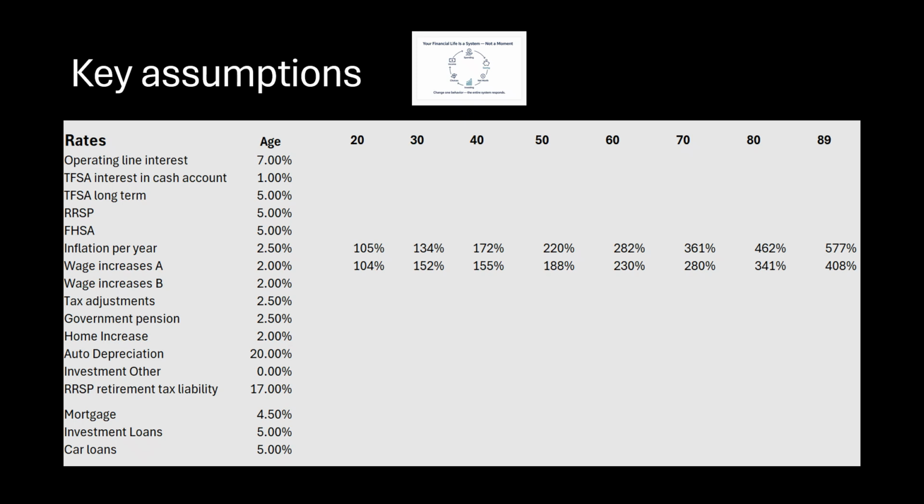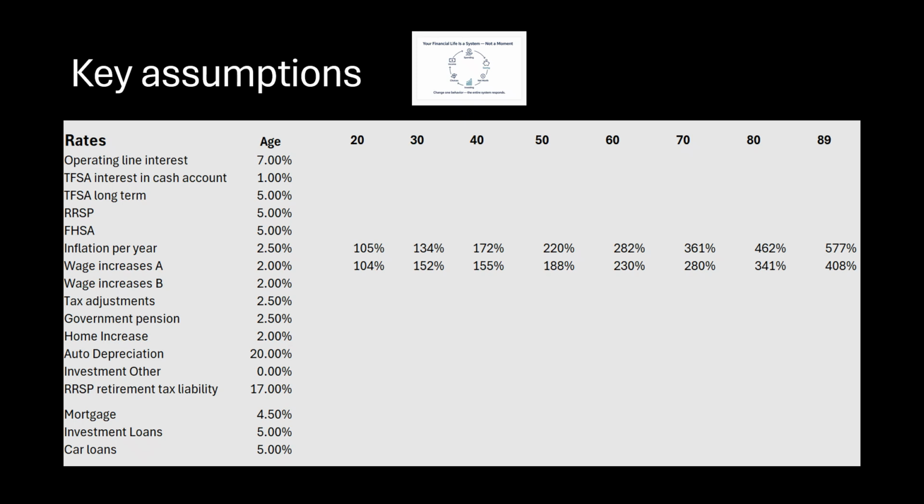Tax and pension adjustments at 2.5%. Reflects gradual increases in tax thresholds or bracket creep, and it mirrors typical annual indexing of CPP/OAS. RRSP retirement tax liability at 17% is an effective tax rate in retirement. This directly affects how much of your RRSP is actually spendable. Home increase at 2% is a conservative long-term real estate appreciation rate. Auto depreciation at 20%, as vehicles lose value quickly, captures that reality.